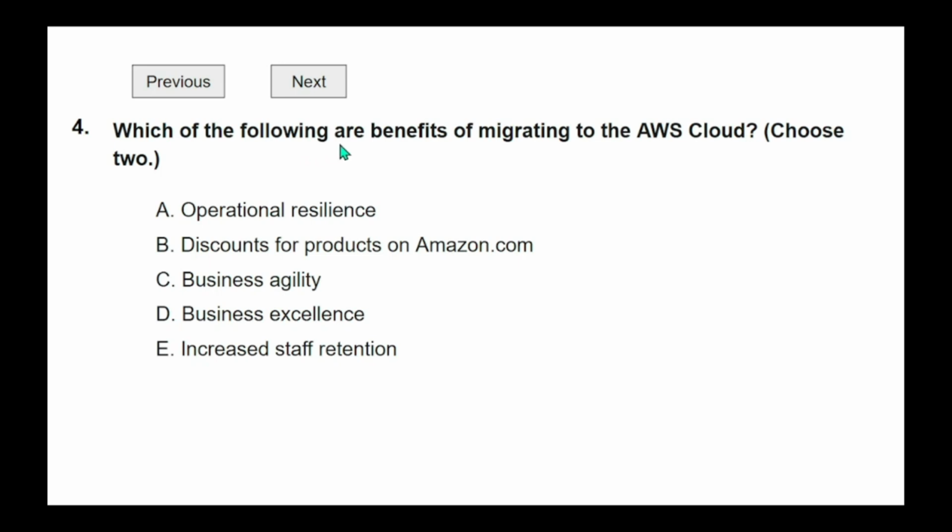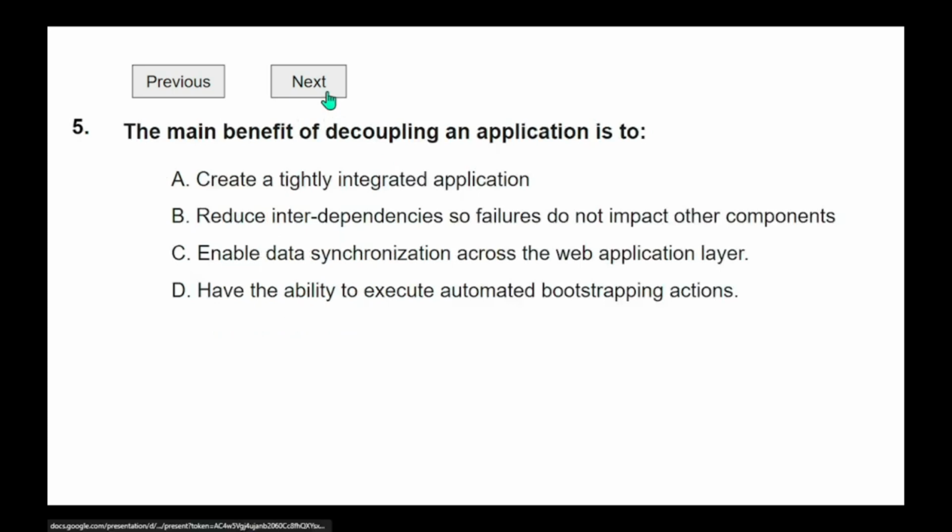So option A, operational resilience. Option B, discount for product on Amazon.com. Option C, business agility. Option D, business excellence. Option E, increased staff retention. So definitely the answer is operational resilience and business agility.